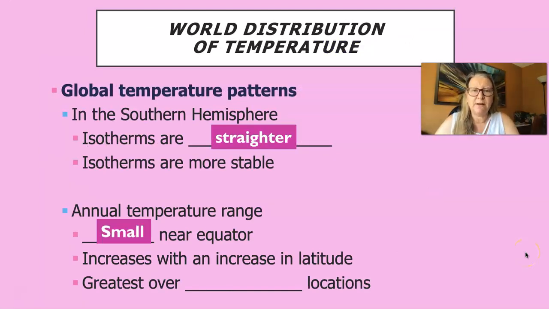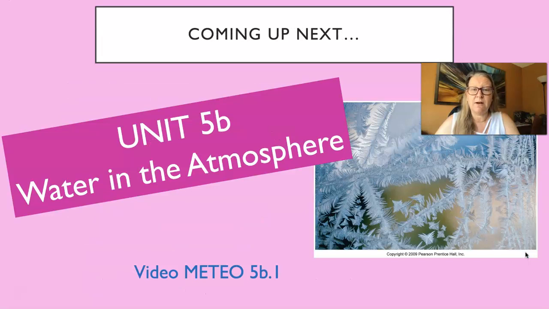So the temperature range is smallest near the equator. The farther you go from the equator, the greater the range is over the seasons. And again, it's greatest over the continental locations. Coming up next, we're going to move on to Unit 5B, Water in the Atmosphere.